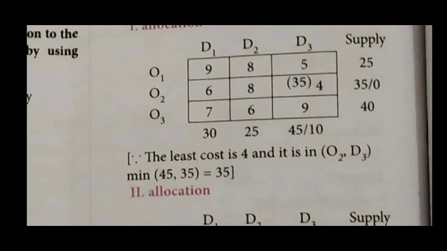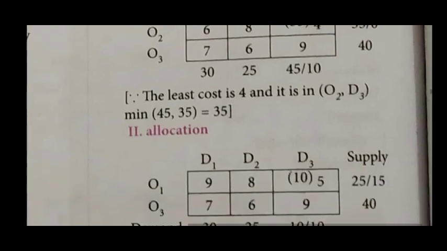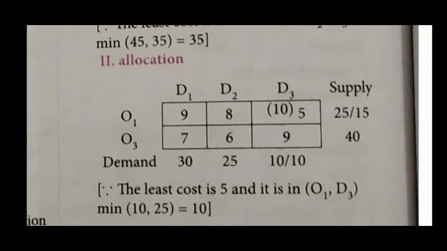Now subtract this 35 from each of O2 and D3. We are getting the second row, that is O2, becoming 0 after allocation of 35 for 4. So we eliminate that row, the O2 row. We are taking O1 and O3. Okay, now we check which one is the least cost. Here the least cost is 5.